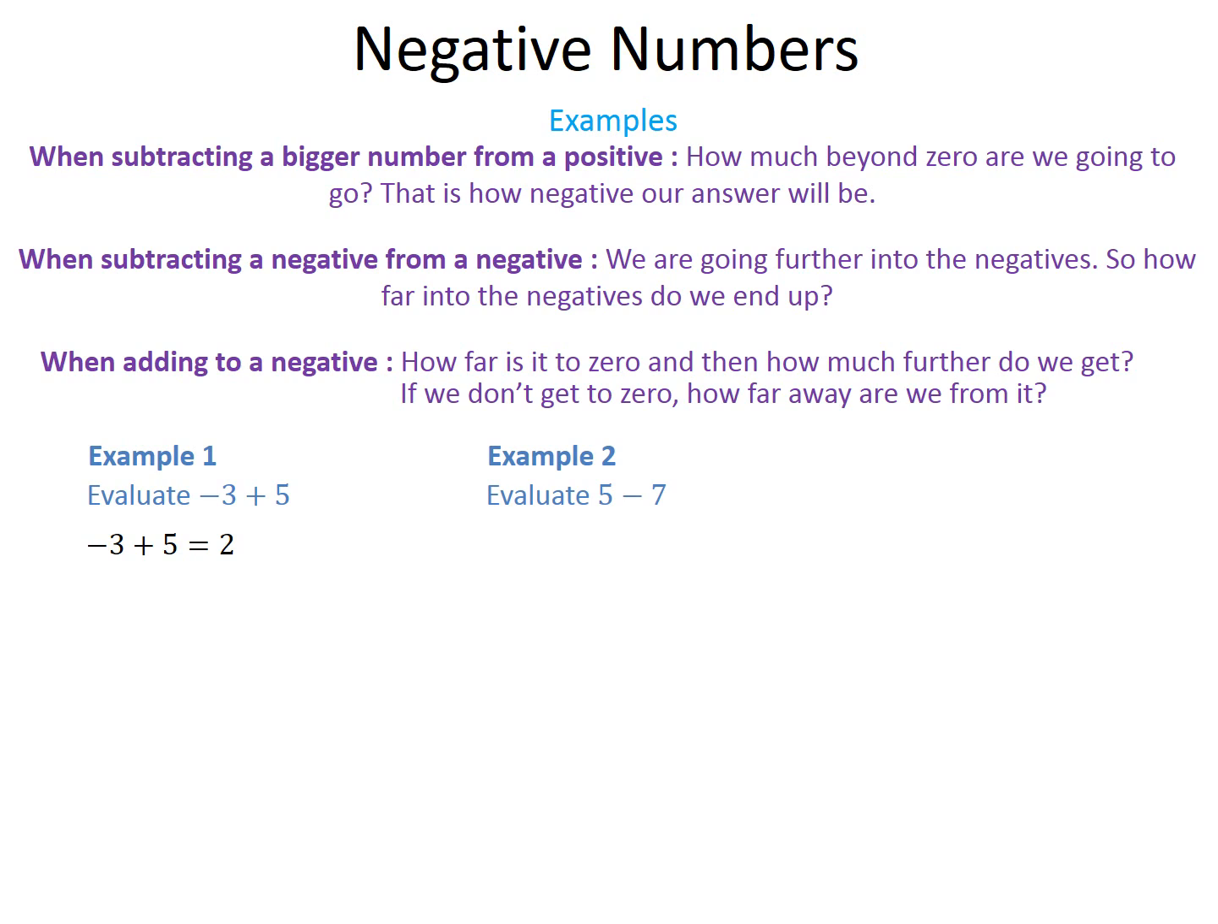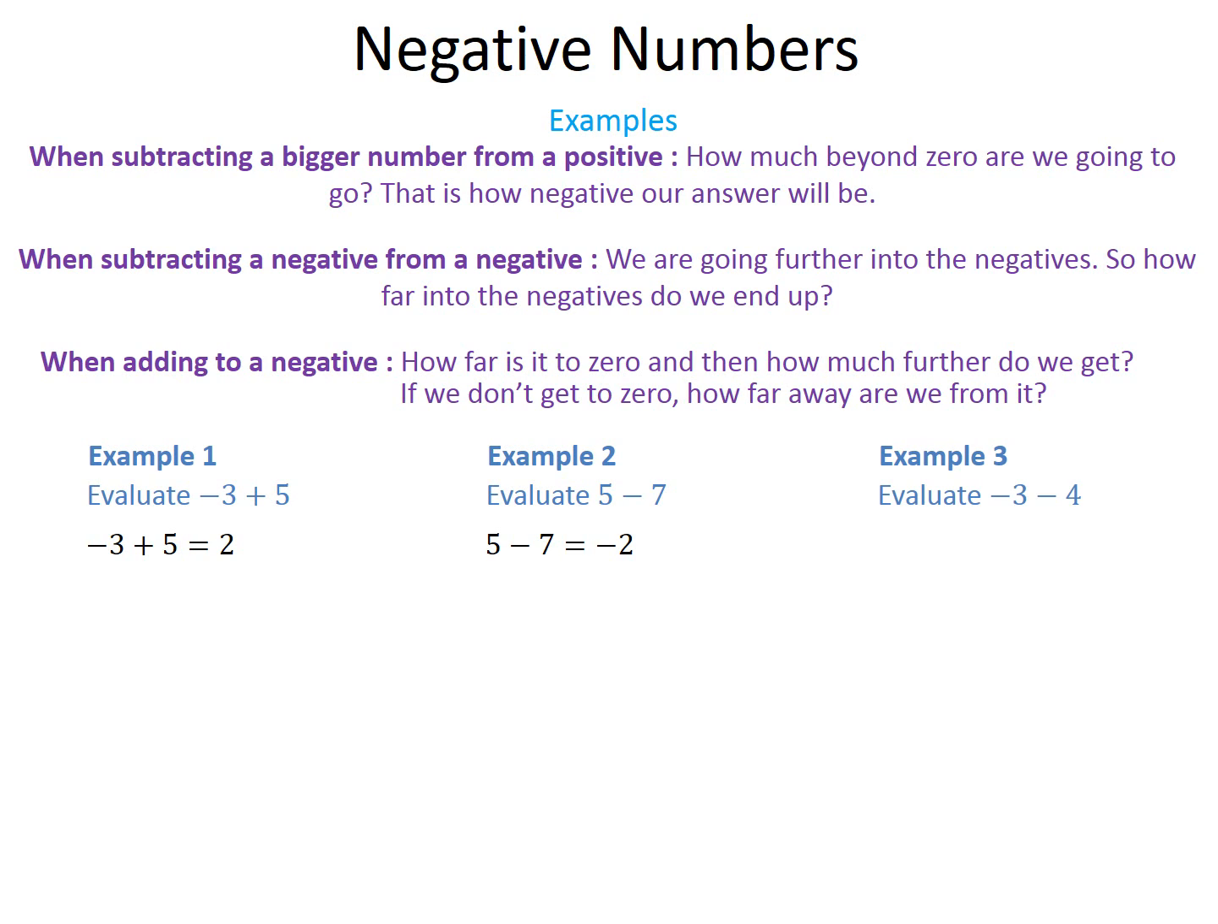The next example is 5 take away 7. This is one of those where I'm taking a bigger number from a positive. It's going to take me 5 to get down to 0 because I'm subtracting, so I've used up 5. How much is left over? There's 2, so it's going to keep going another 2. So I'll end up at -2. Once again, question equals the answer. No other working needed.